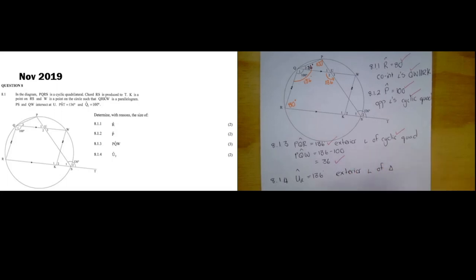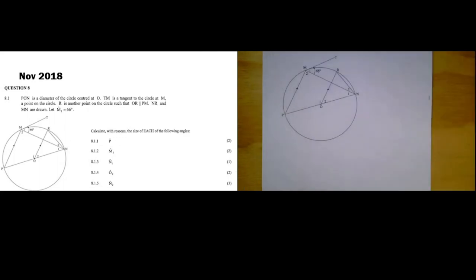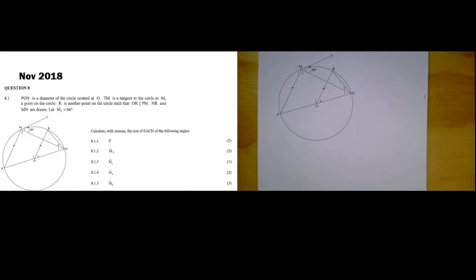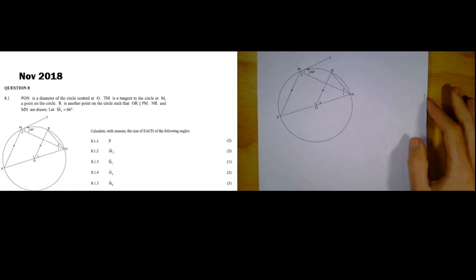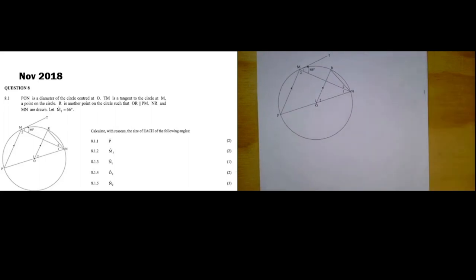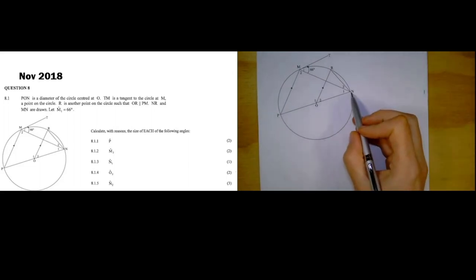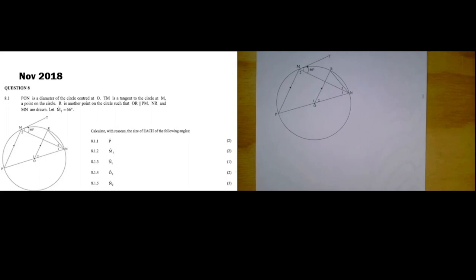So grade 12s, you will see the questions are quite simple if we write in as we calculate things. Two marks again, a mark for the 136 and a mark for the reason. Let's see what they gave us in November 2018. This was our sketch for November 2018 and they said the following. PON is a diameter. PON is a diameter, so immediately you must start thinking of angles in a semicircle if they give you a diameter.